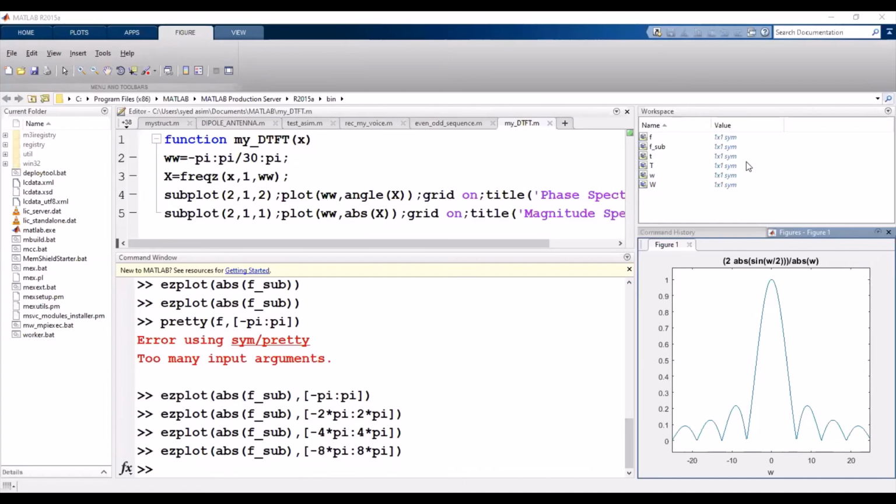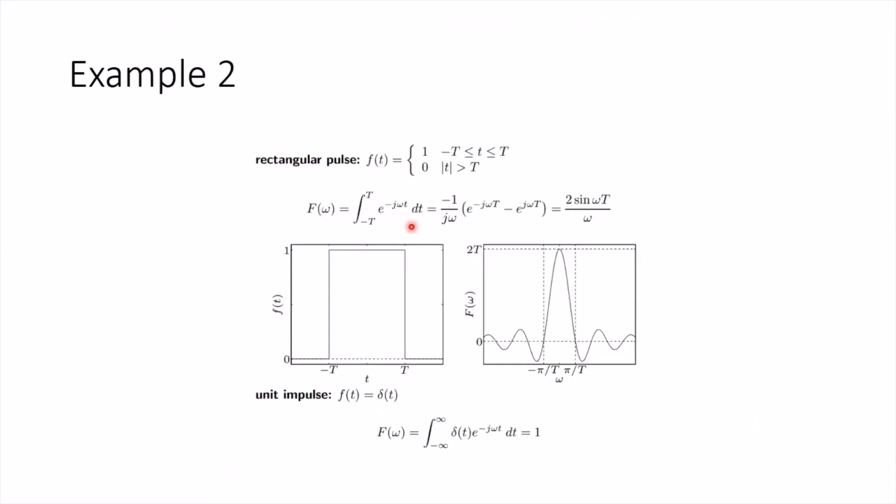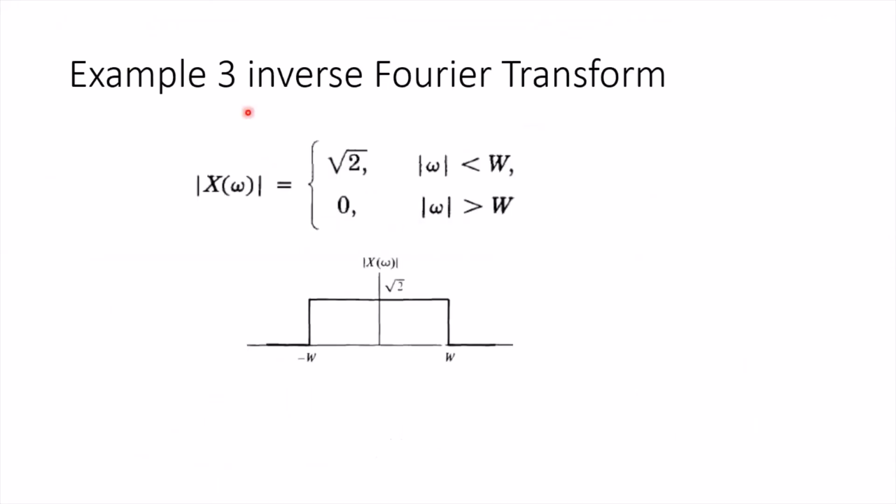And now go back to the third example. The third example is basically the inverse Fourier transform. In this example, we have again a square spectrum. The spectrum is given of a signal that is from minus omega to omega, square. The magnitude of every frequency component is square root of 2. Now I'm going to calculate its inverse Fourier transform.